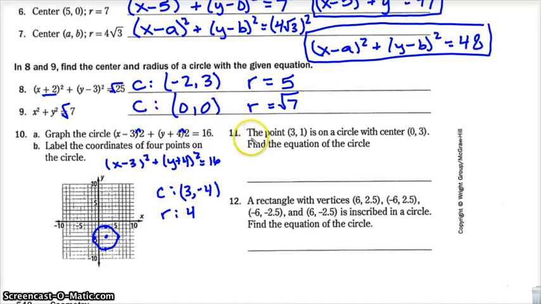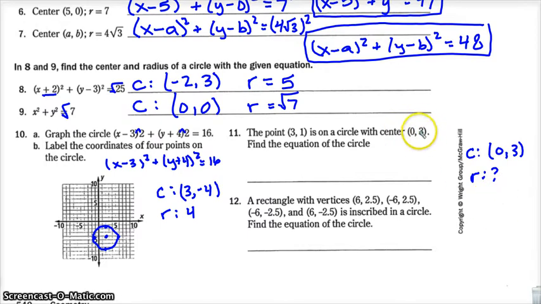On to our last example. Question number 11. I'm given a point and the center of the circle. I need to find the equation. Now remember, to find the equation of a circle, I need the center, which was given to me, (0, 3), but I also need the radius, which I don't have in this equation. So, I need to find it.